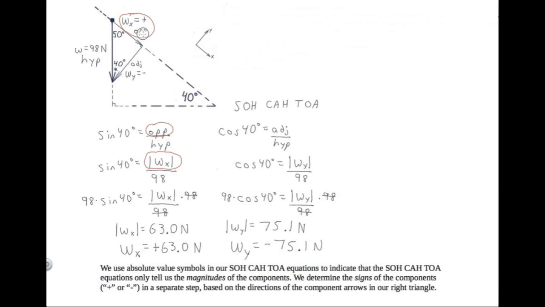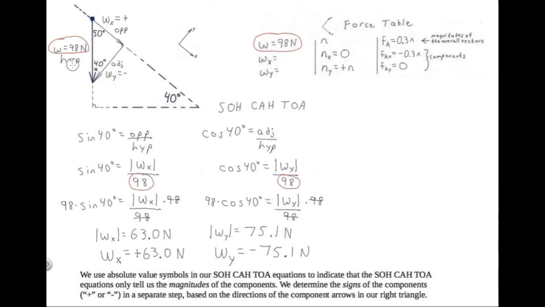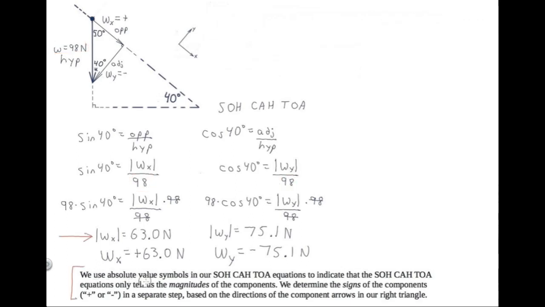We can see that the length of the opposite leg represents the magnitude of W sub x. The length of the adjacent leg represents the magnitude of W sub y. And the length of the hypotenuse represents the magnitude of the overall weight vector, which we calculated earlier is 98 newtons. We use absolute value symbols in our SOHCAHTOA equations because the SOHCAHTOA equations can only tell us the magnitudes of the components. It's our job to add the plus or minus signs to the components in a separate step.